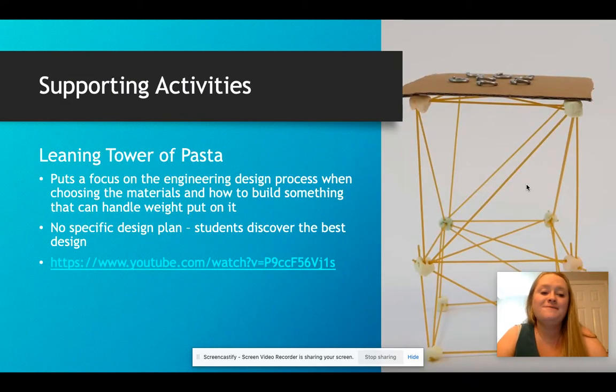The supporting activity I found is the Leaning Tower of Pasta. It puts a focus on engineering design processes when choosing the materials and how to build something that can handle weight put on it. There's no specific design plan. It's student-driven. Students discover the best design. And then here's a link, and I'll be popping up the video.